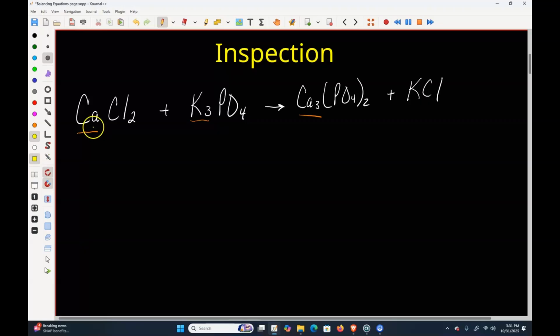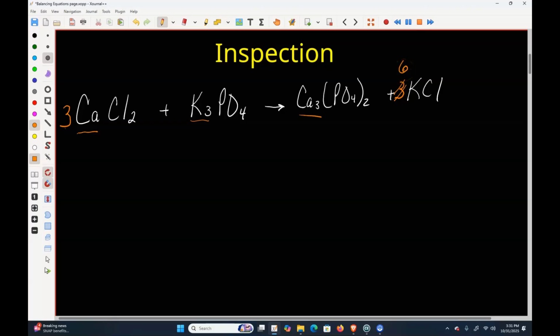If I have 1 calcium on the left, 3 calciums on the right, I could go with putting a 3 here. So I have 3 calciums versus 3 calciums. Potassiums, I have 3 potassiums on the left. I need 3 on the right. So if I put a 3 there, my calciums seem to be balanced, and my potassiums. Let's look at my chlorides. I have 2 times 3 is 6 chlorides, but here I have 3. So I know that I need a 6 here, okay?